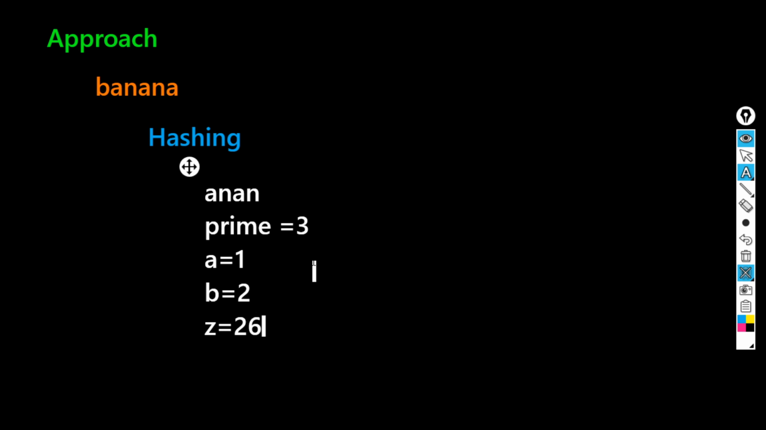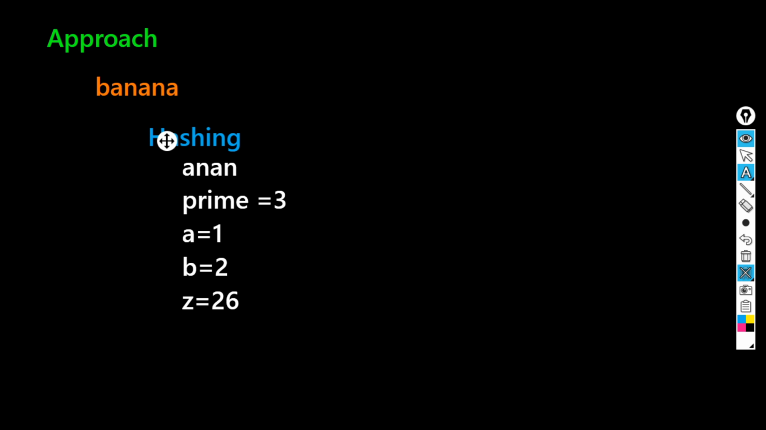So we require 2 things. First is a prime number and second is a character notation. Now what we will do, we will multiply each index of the string with the prime's power. Meaning, we will multiply A by 3 to the power 0.